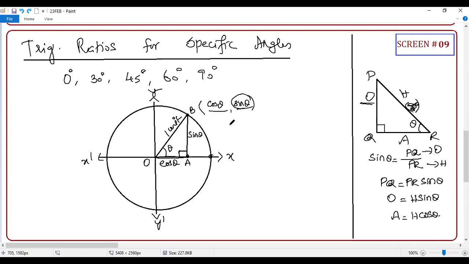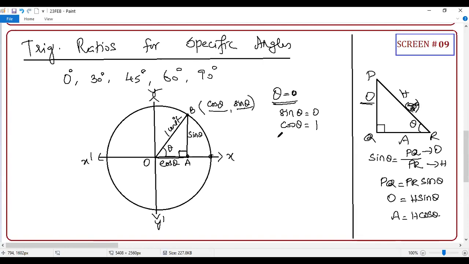And can you tell me what is the sine value? What is the y coordinate there? 0. So sine 0 equals 0. So are you feeling it? This is telling the values of sine 0 and cos 0. Agree with me or not? Yes, sir. When theta equals 0, sine theta equals 0 and cos theta equals 1.